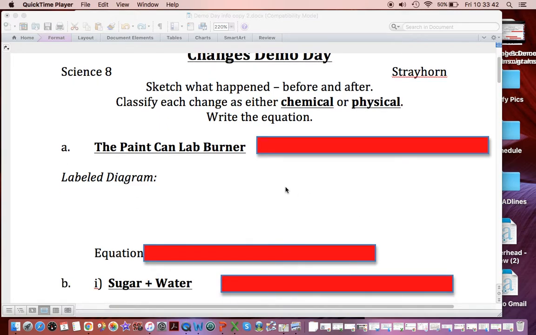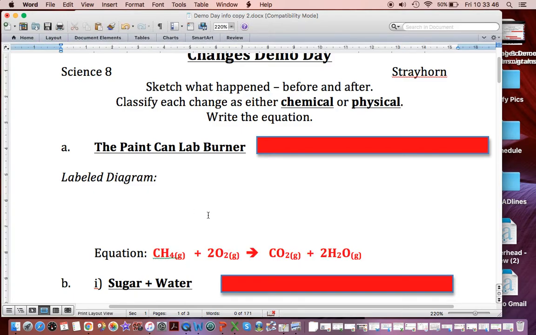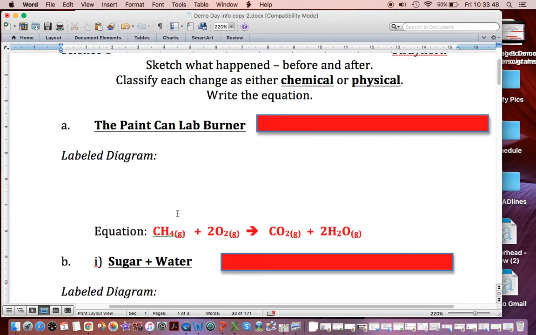We start off with a paint can lab burner. And here's the equation you copy out. CH4, that's methane, the main gas in natural gas, plus two O2s, also gas, little g, becomes CO2 gas plus two H2Os in water. And so this water is in the form of a gas, not a liquid.